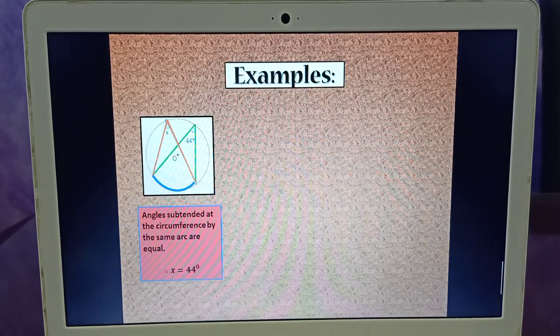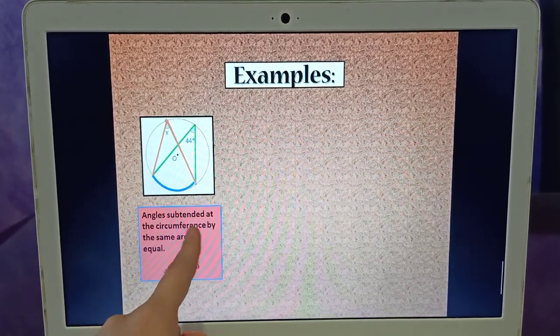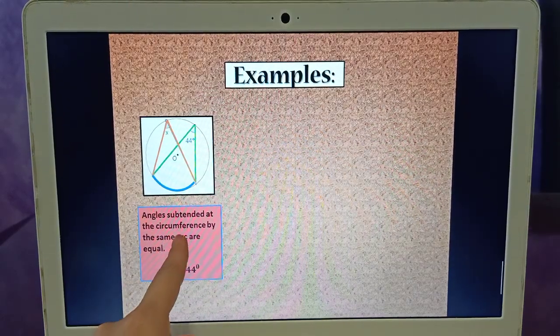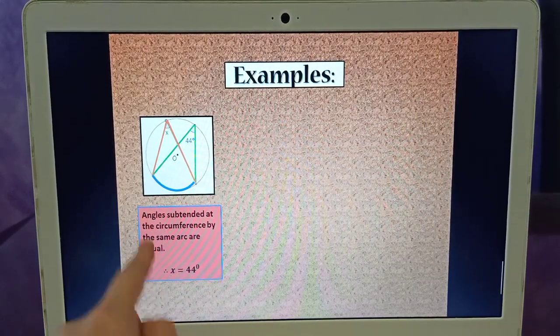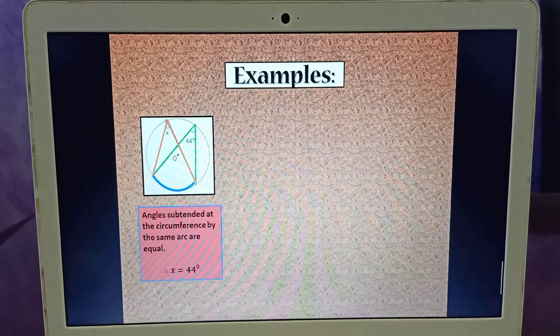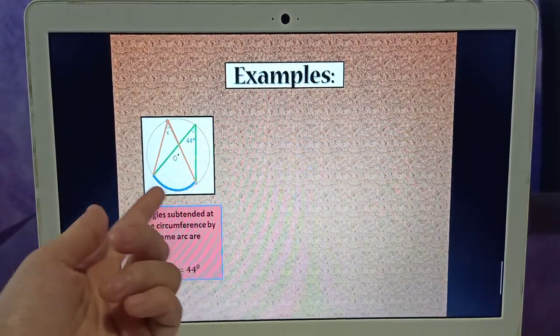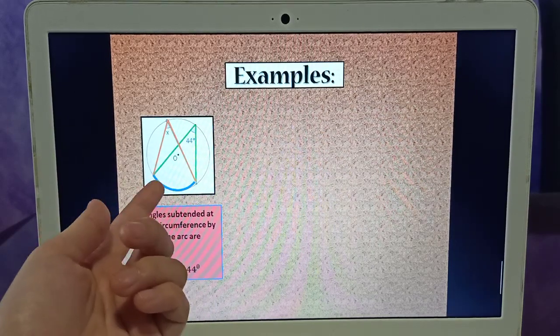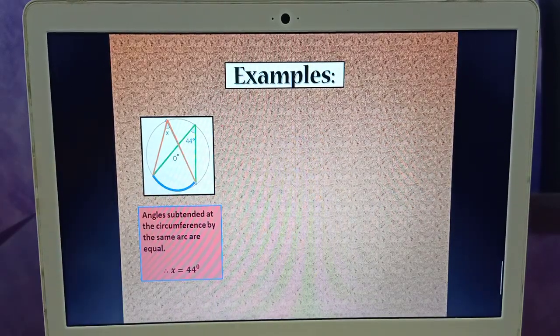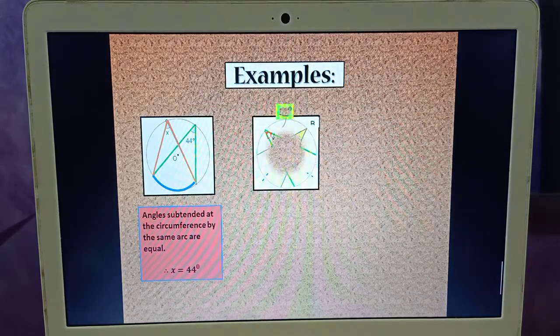X is equal to 44 degrees because angles subtended at the circumference by the same arc length are equal. Okay, by the same arc are equal. No need to say length because they are sharing the same arc. Of course, their lengths are equal. So x is equal to 44 degrees. How about the second one?